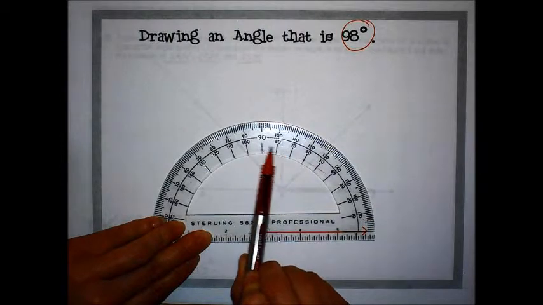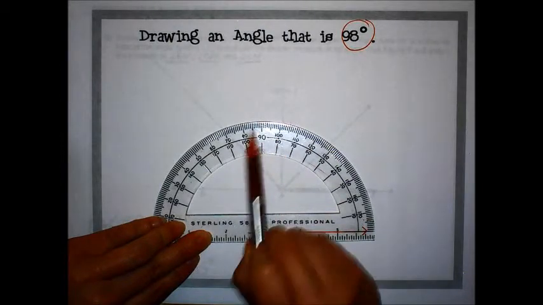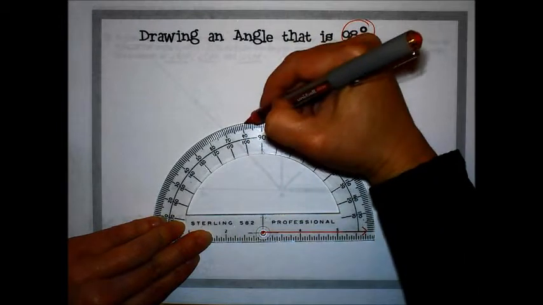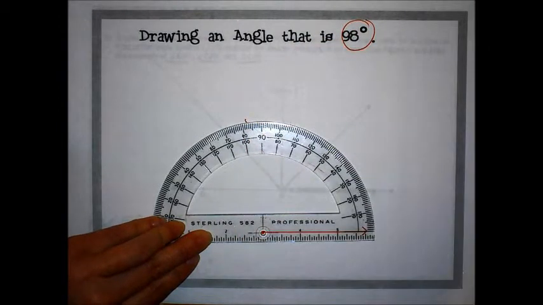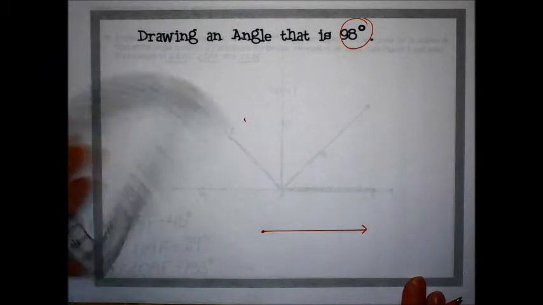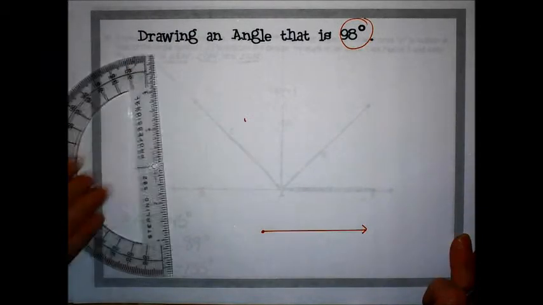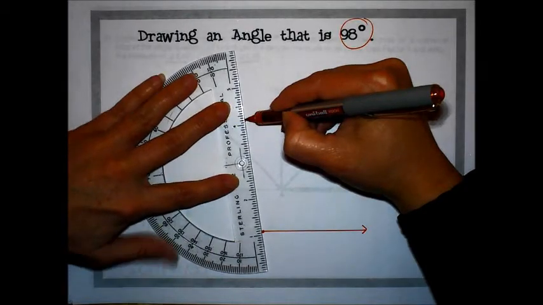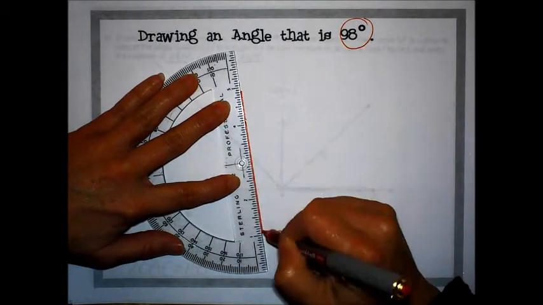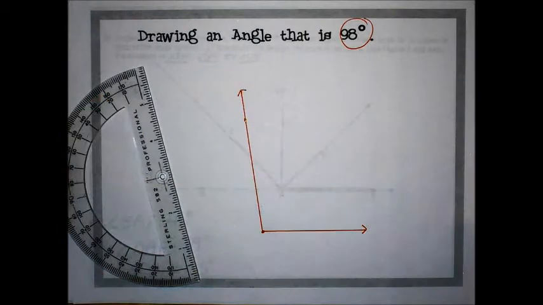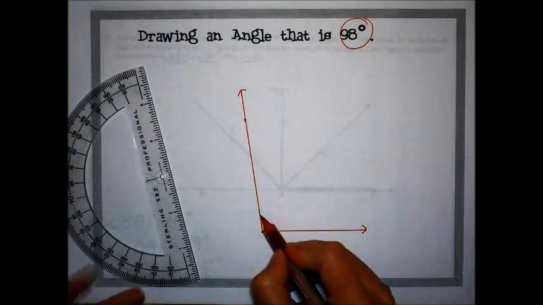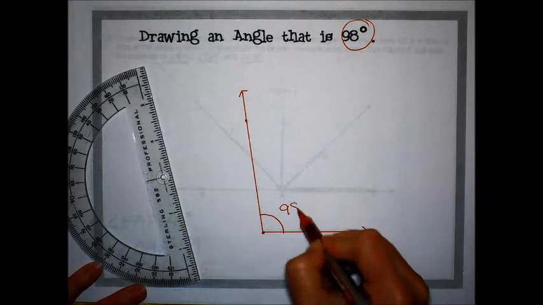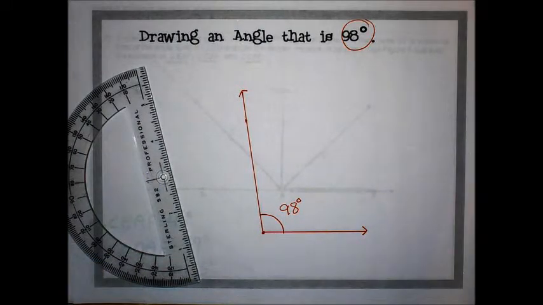So here's 80, 90, 95, 96, 97, 98 degrees. I'm going to put a tiny little mark there. Then I'm going to use my protractor to draw a ray from my mark to my vertex. I'm going to put an arrow at the end, and I'm going to label that as 98 degrees.